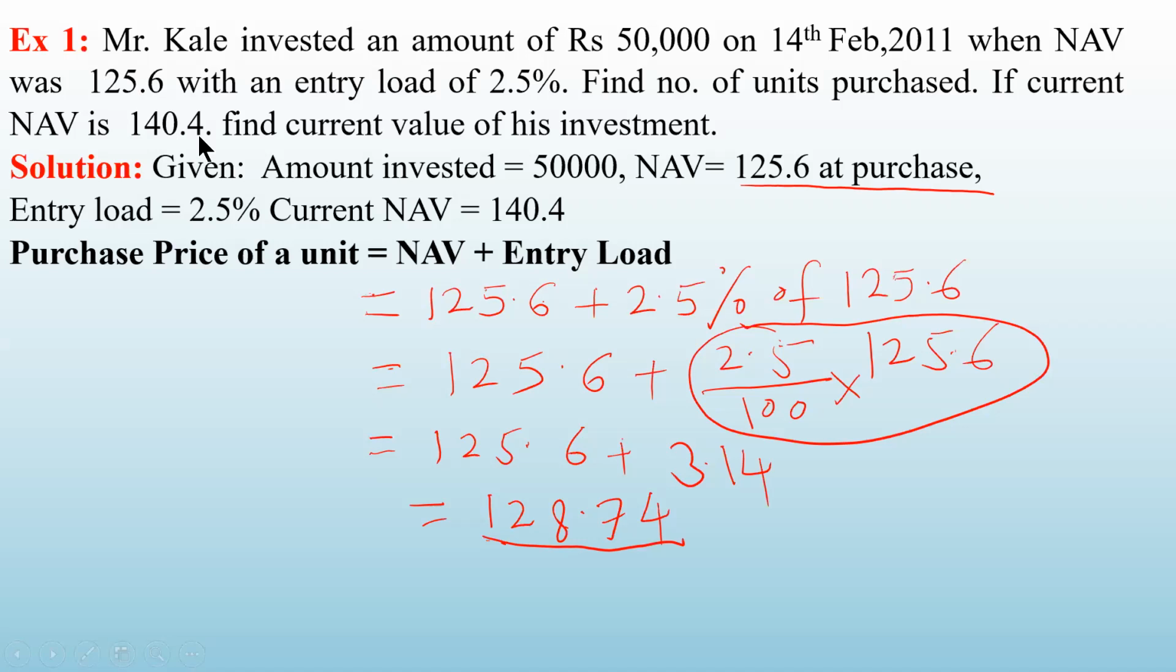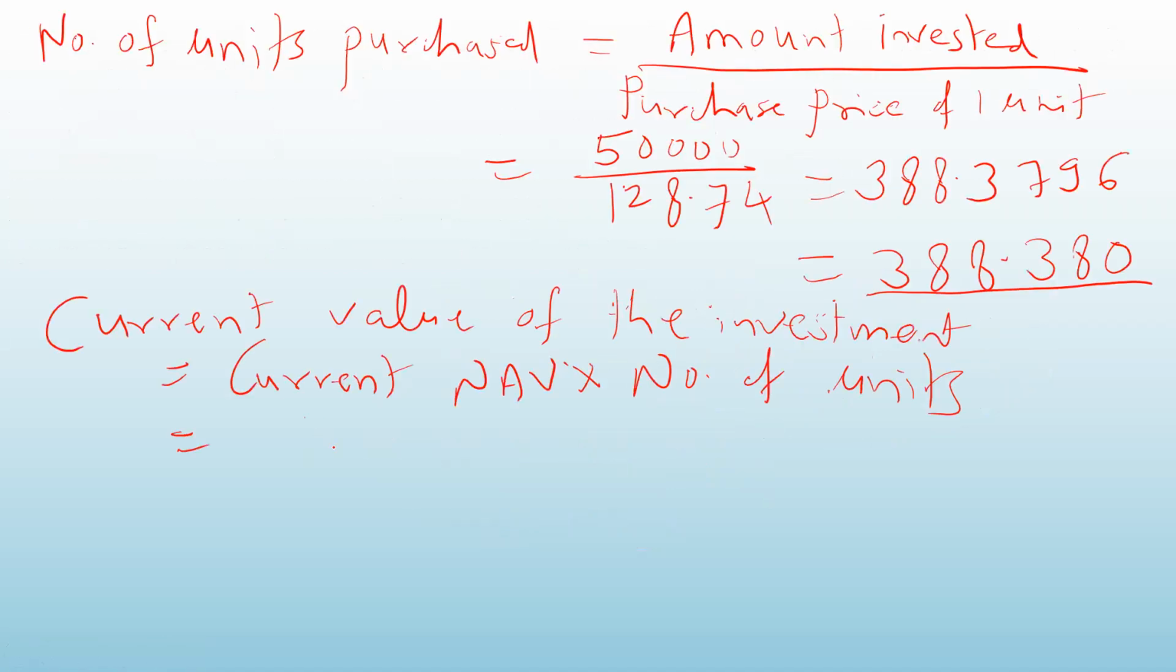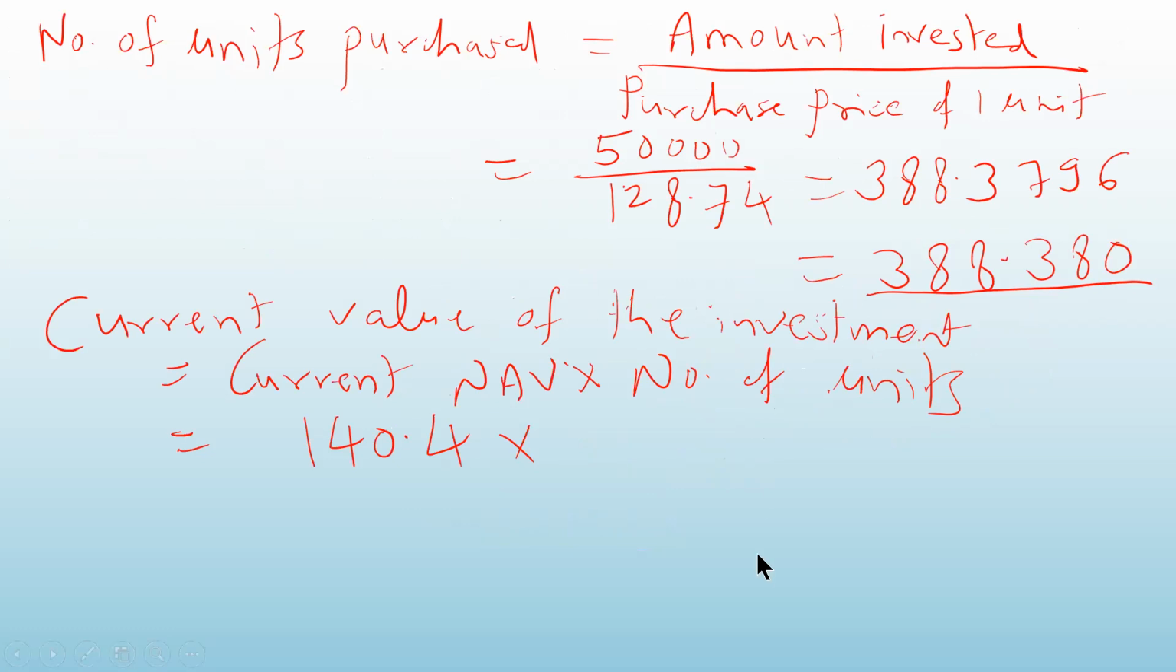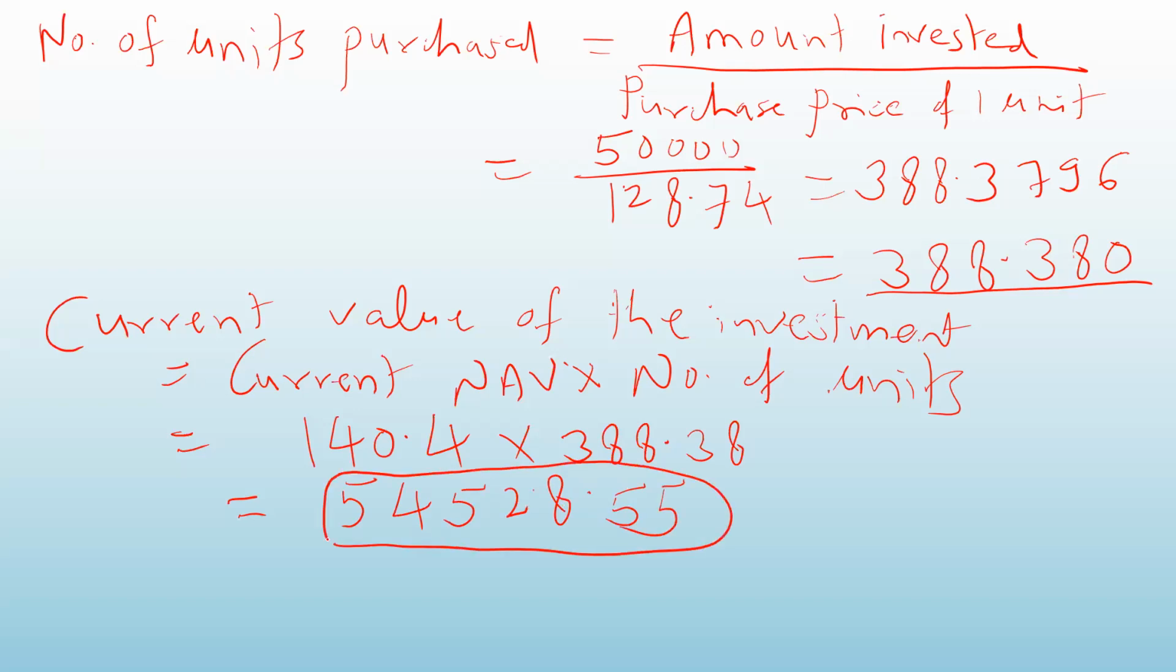Look at it, 140.4. So the current NAV is 140.4 into number of units, which we have just now calculated, so 388.38. So calculate this. 140.4 multiplied by 388.38. How much are we getting? 54,528.5. This is the current worth of his investment.